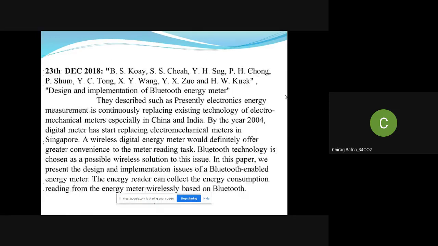In this literature survey, we present the design and implementation issues of a Bluetooth enabled energy meter. The energy reader can collect the energy consumption reading from the energy meter wirelessly based on Bluetooth.